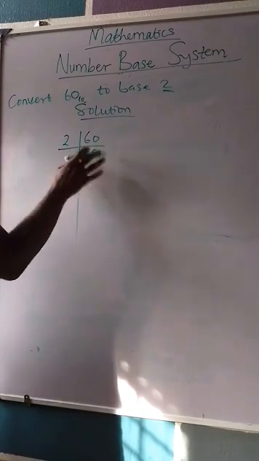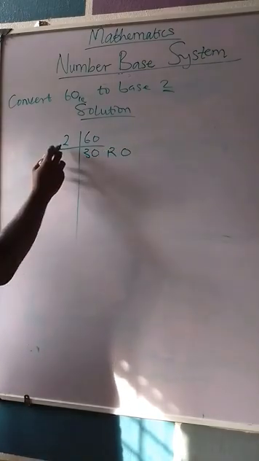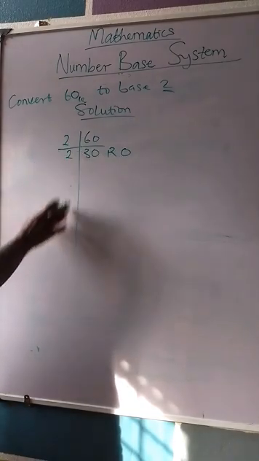What is the remainder? In this format now you must keep your remainder. So what is the remainder? Remainder is 0, nothing is remaining. So 2 times 30 gives me 60 automatically. Now 2 goes into 15. You don't change this one, please maintain it.